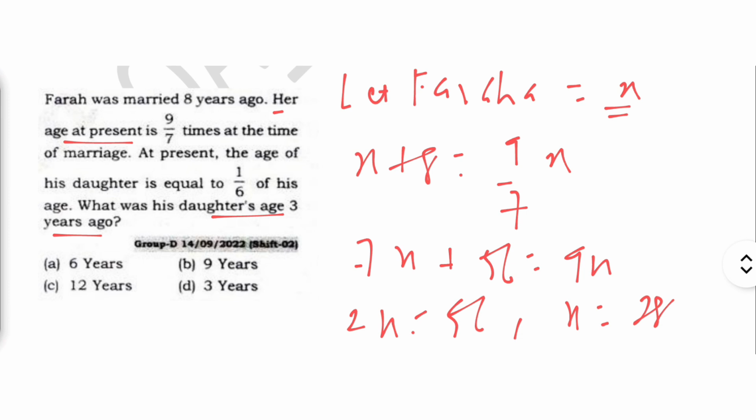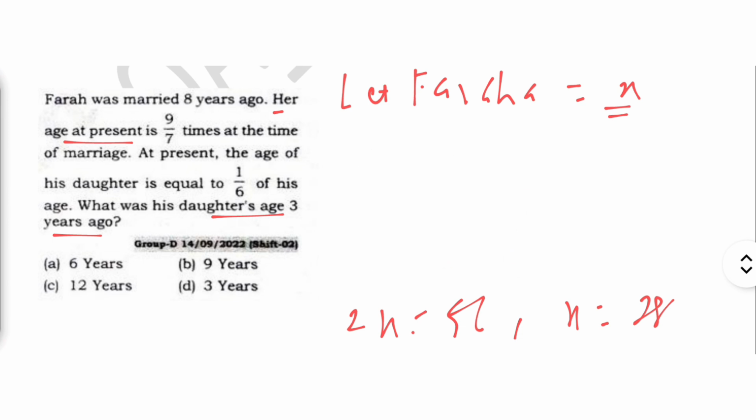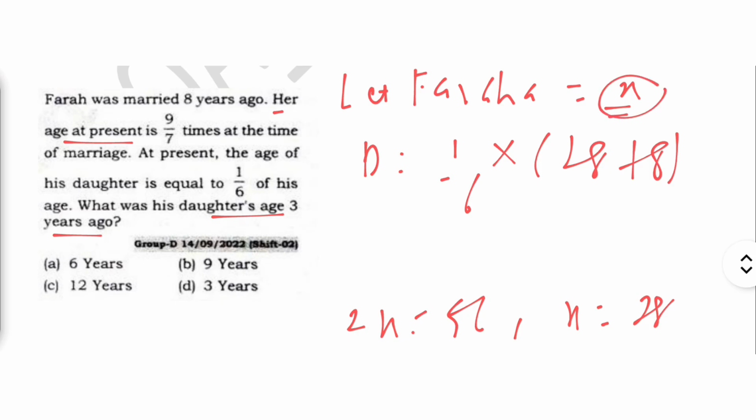Now what is given? At present, the age of his daughter is one sixth of his age. His age means whose? Farah's age. Farah's present age is how much? It is nothing but 28 plus 8. Why 8? Because this 28 was during her marriage, and after 8 years it is her present age, right? So one sixth of 36, so the daughter's age is 6 years. So what was his daughter's age 3 years ago? 6 minus 3, it becomes 3 years.